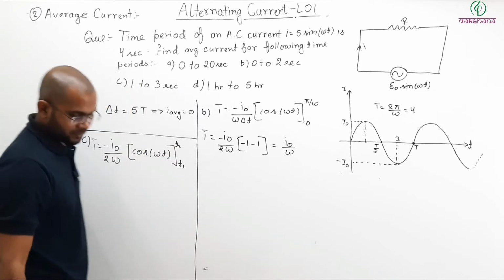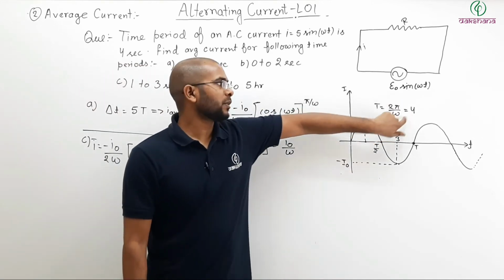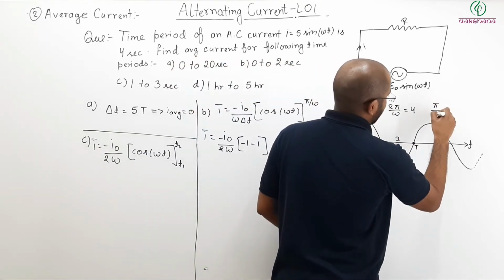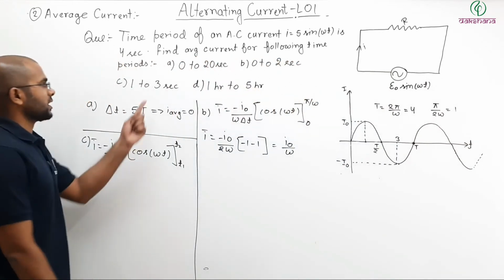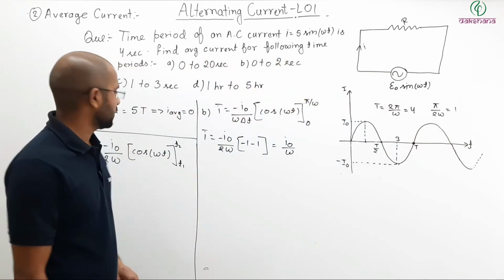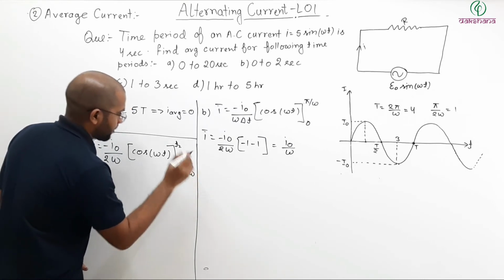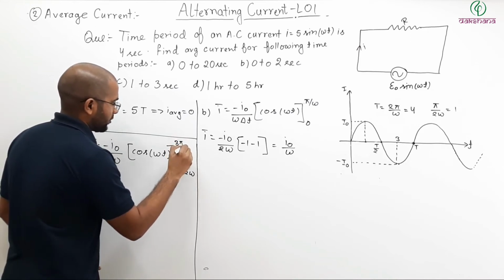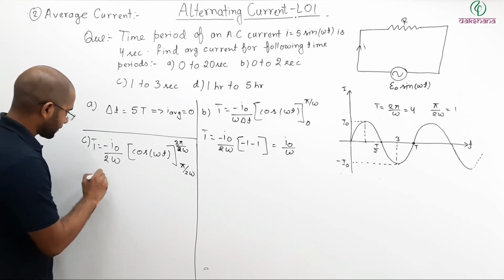Now what is 1 second? 2 pi by omega is 4, pi by omega is 2, so 1 second is nothing but pi by 2 omega. And what is 3 second? 3 pi by 2 omega. So t1 is pi by 2 omega and t2 is 3 pi by 2 omega. Now put the values.